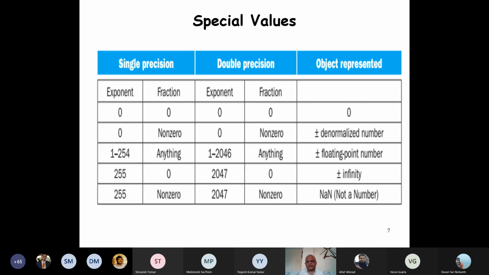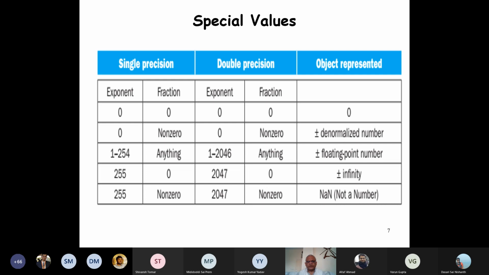Now let's look at the special values. The ones that we saw just now, the exponent is between 1 and 254, and the fraction can be anything, in the single precision. In double precision 1 to 2046, and the fraction can be anything. So this is what we saw.